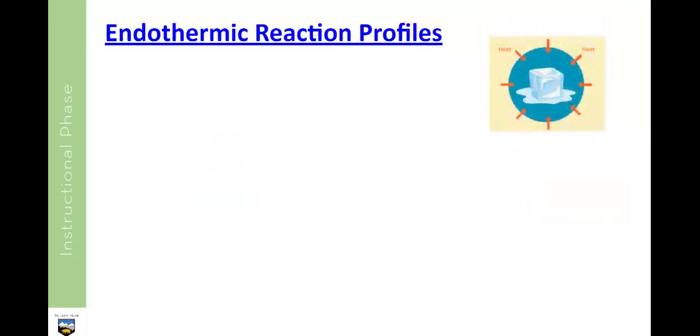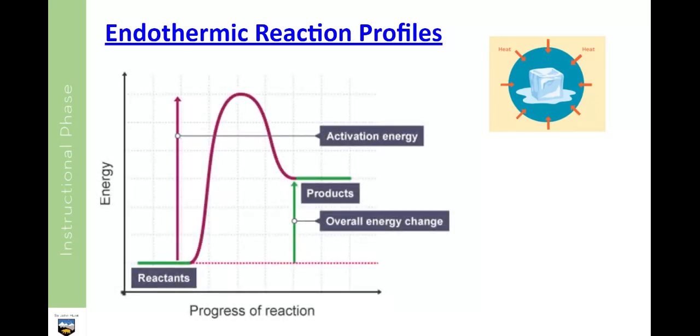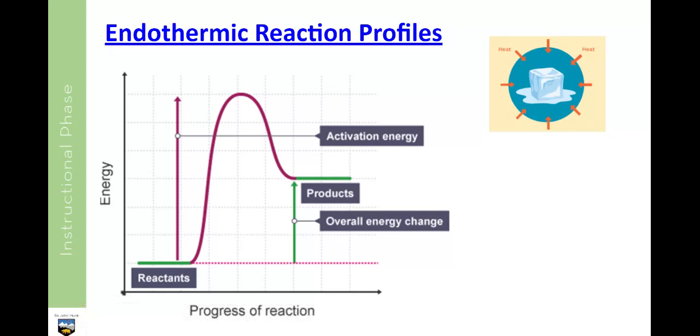With an endothermic reaction, where the heat energy is taken in, the products end up with more energy, and therefore the reactants are lower on the reaction profile graph. So you can see the reactants at the bottom here, and the products are higher because energy has been taken in. Therefore, the products end up with more energy, and this reaction profile therefore shows endothermic reactions because energy is taken in.